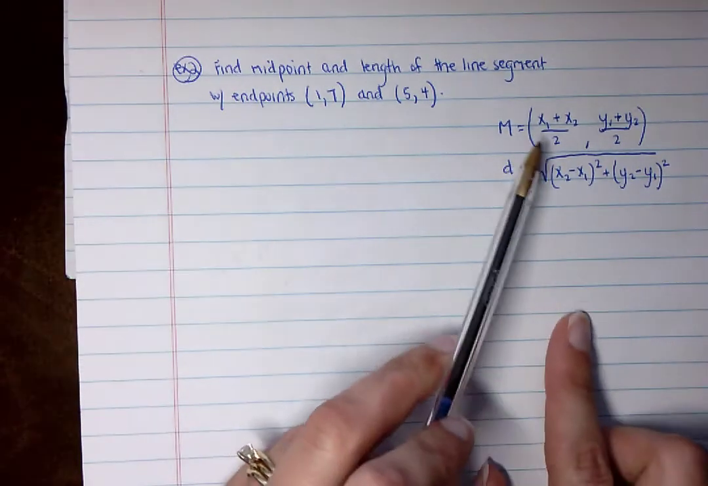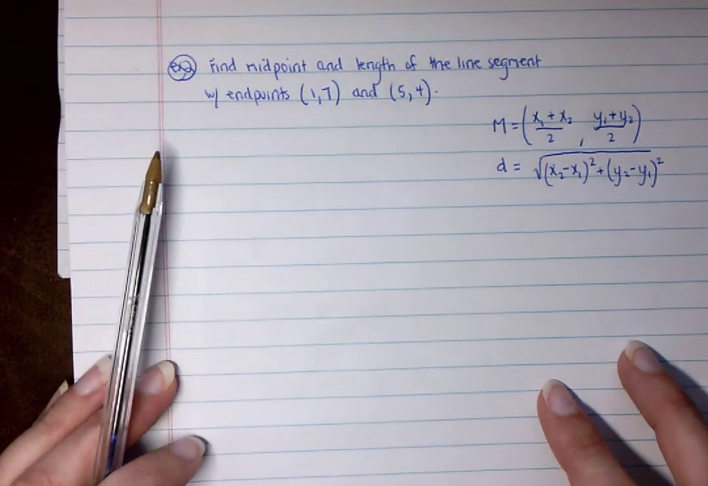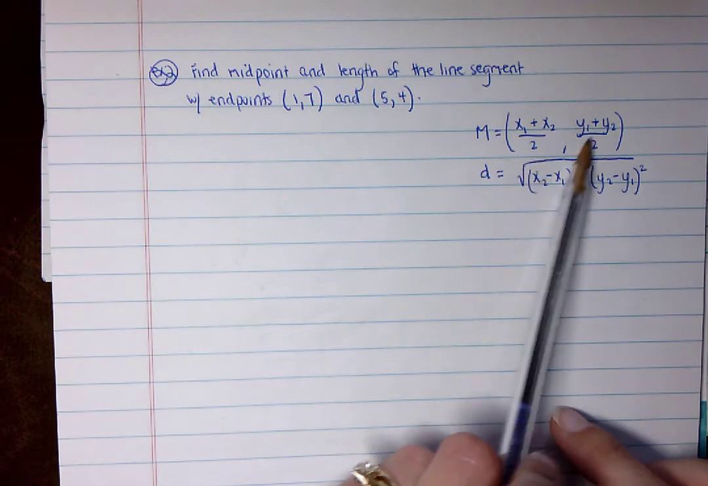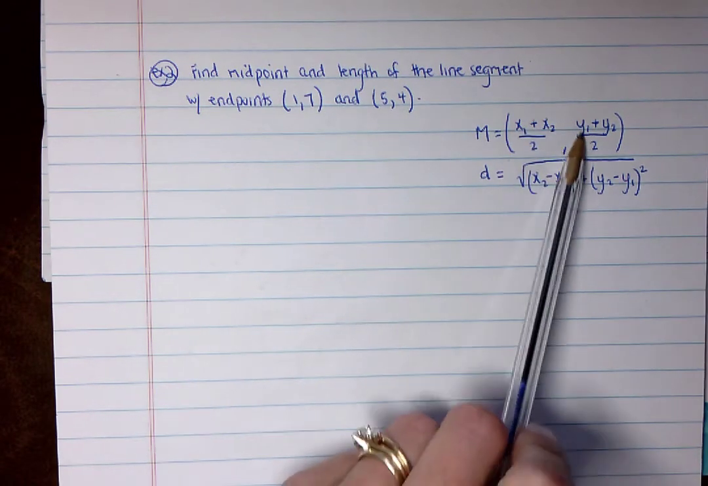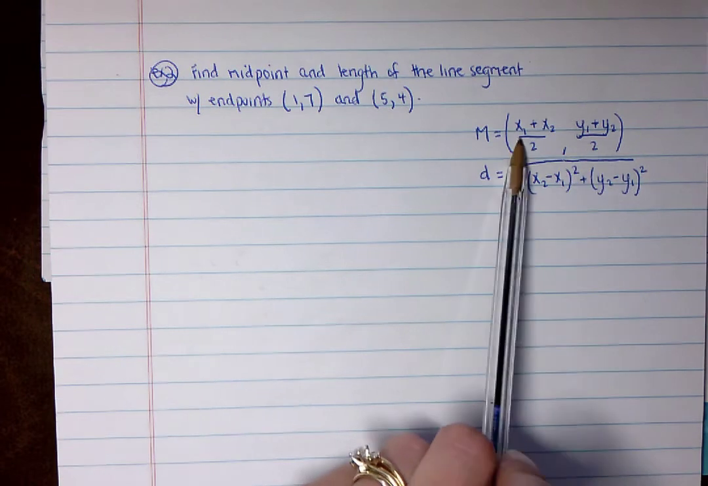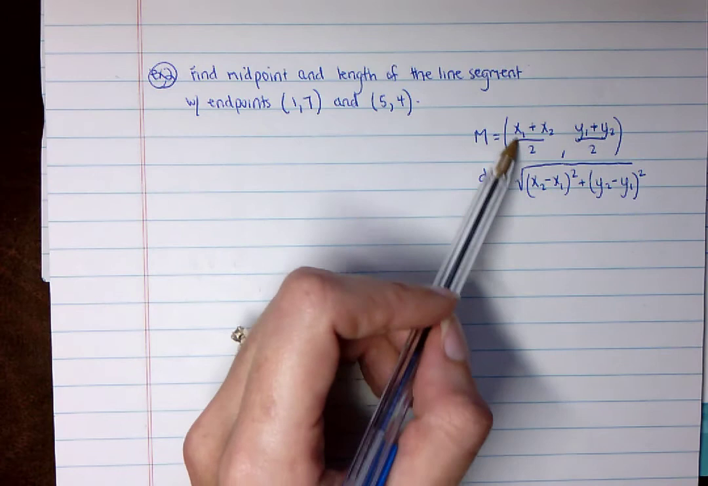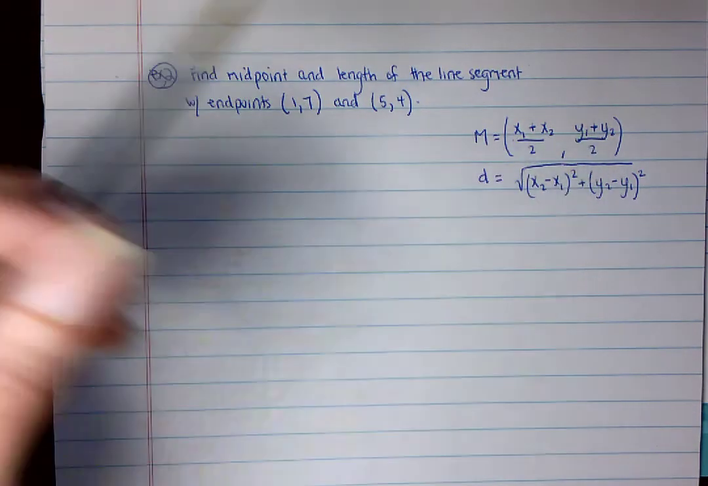So I've got our formulas written right over here for you, and we are using the midpoint formula right here. The midpoint is a point, so don't forget when you write your midpoint, you want to write it as a point. This is going to be the x value, the first number that you get, and this is going to be the y value, okay?